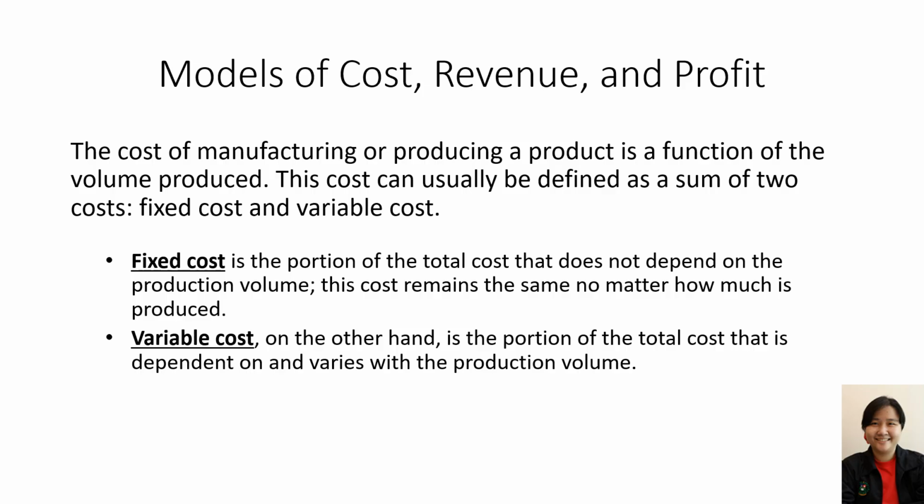Total cost is usually defined as a sum of fixed costs and variable costs. Fixed cost is a cost that remains the same regardless of the units being produced. An example of this is electrical cost. If you produce 1 unit compared to producing 10,000 units, you still have to pay the same amount of electricity. On the other hand, variable cost is a cost that varies with the production volume. An example of this is direct materials.